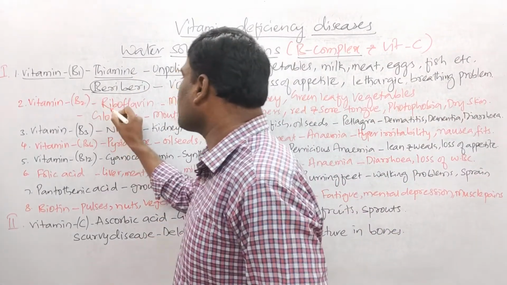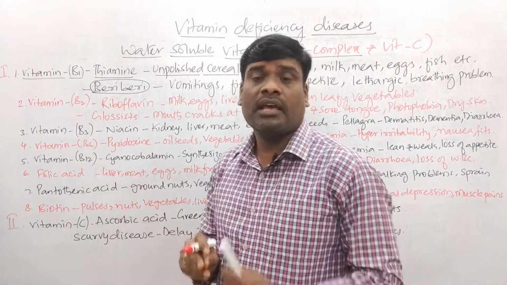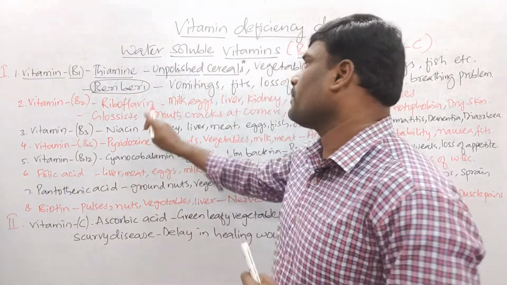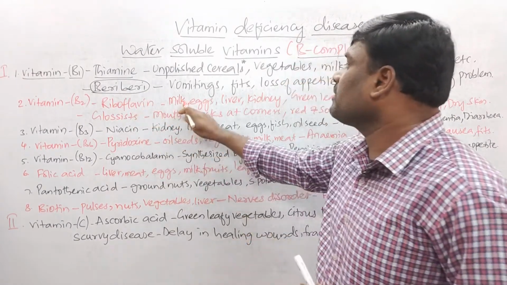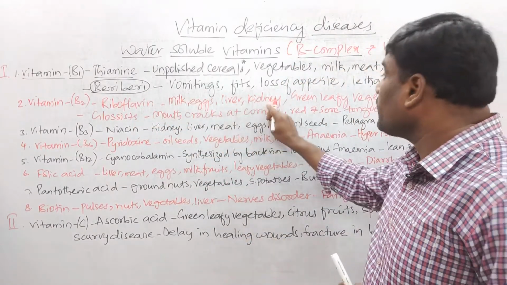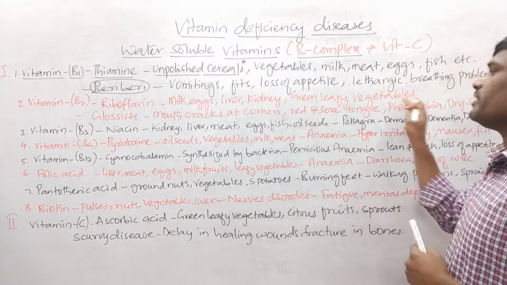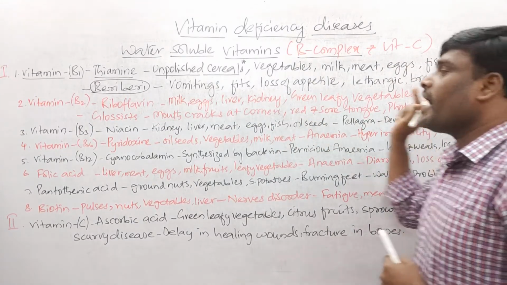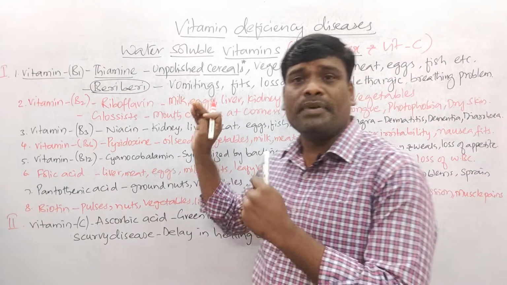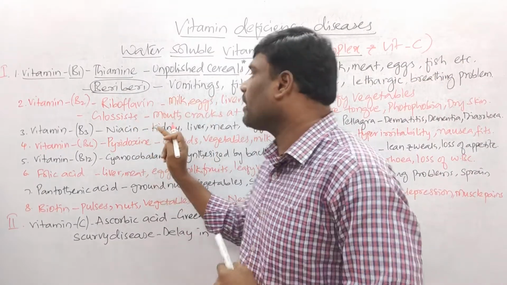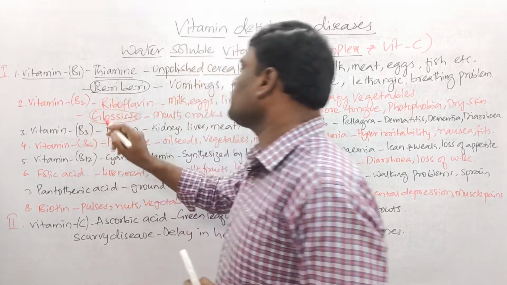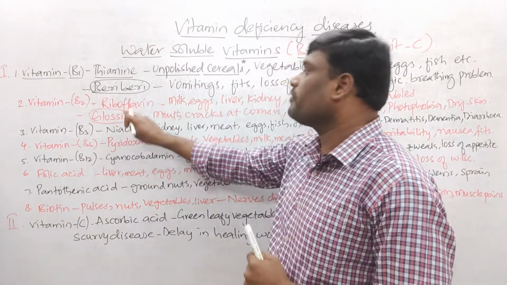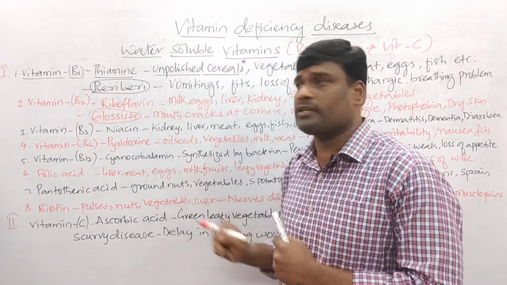Next, come to the next vitamin, that is B2. Technically we call it riboflavin. The sources of riboflavin are milk, eggs, liver, kidney, green leafy vegetables, children. Got it? The deficiency of B2, that is riboflavin, leads to glossitis. It is a deficiency disease caused due to the lack of riboflavin.